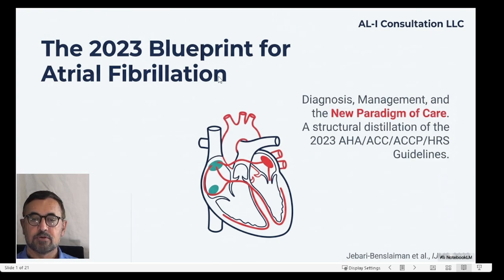Hello, today we are going to review the blueprint for atrial fibrillation, focusing on diagnosis, management, and what is truly a new paradigm of care. The key idea is that atrial fibrillation is no longer treated as an isolated rhythm disturbance. Instead, it is understood as a systemic progressive disease requiring structured, multi-level intervention.